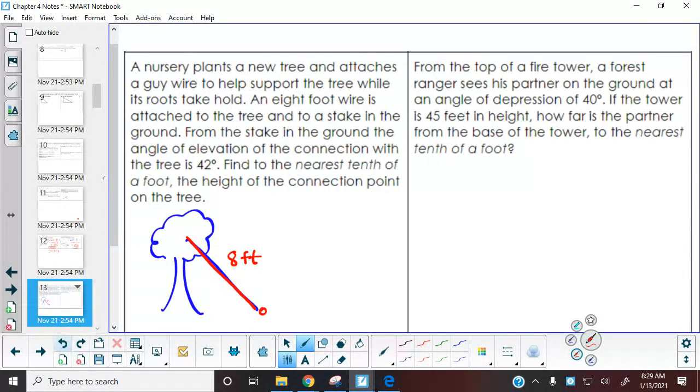So fortunately in this case, we know that that angle of elevation is 42 degrees. They tell us that. And so we are trying to find, to the nearest tenth of a foot, the height of the connection point to the tree. So in this case, we are trying to find this value. So now that we have the picture set up, take a minute and go ahead and figure out what it is for the height.